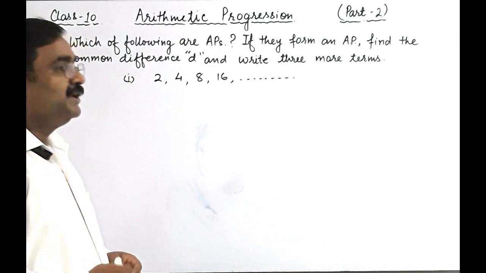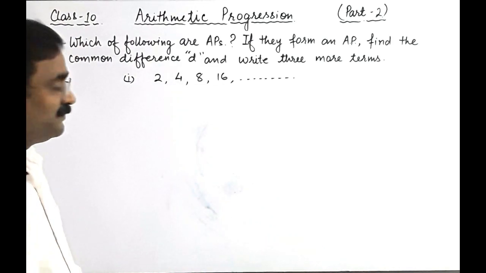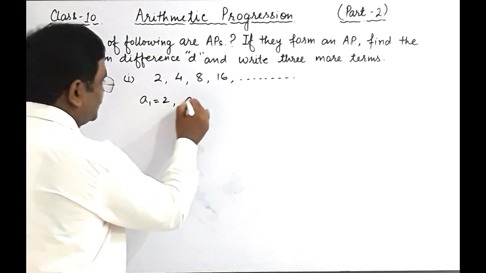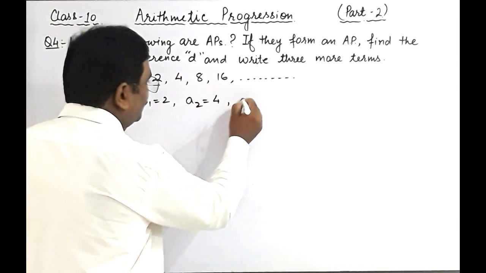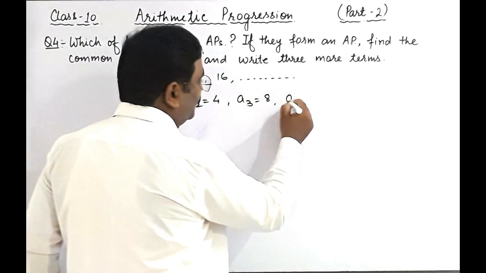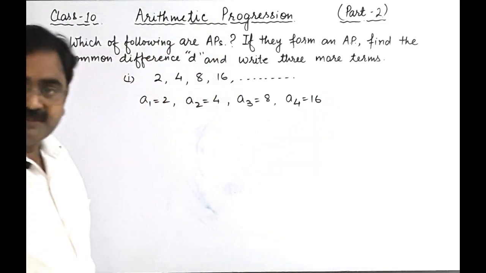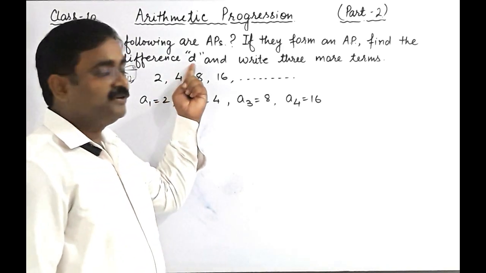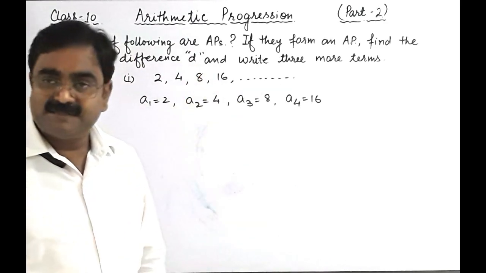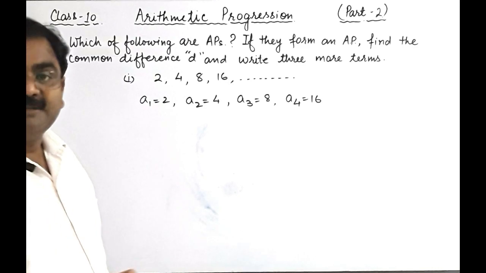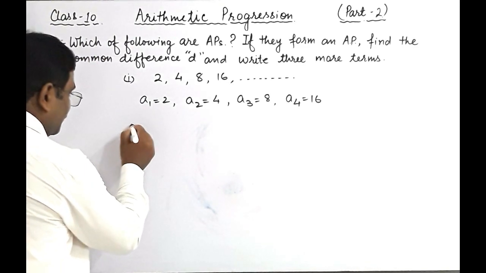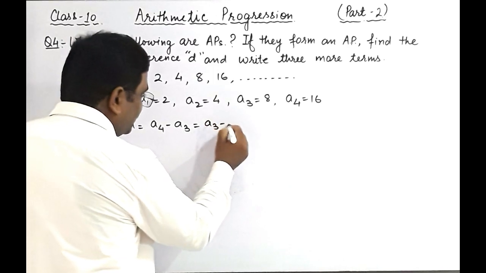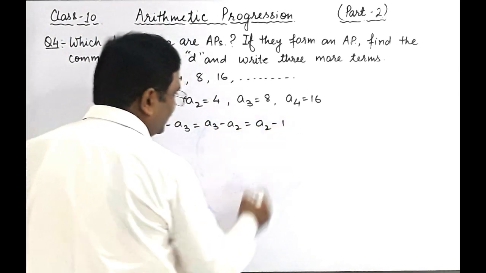Clear? So first of all, let us see whether the given list of numbers is an AP or not. In this series, the first term is given 2, the second term is 4, the third term is 8, and the fourth term is 16. Right? As these terms are given, we have to find the common difference. It will be clear that if the common difference comes the same in every case, then it will be decided that it is an AP. As you know, for the common difference you have the formula a4 minus a3, a3 minus a2, a2 minus a1. Let us find it.